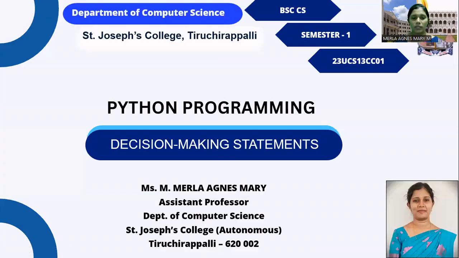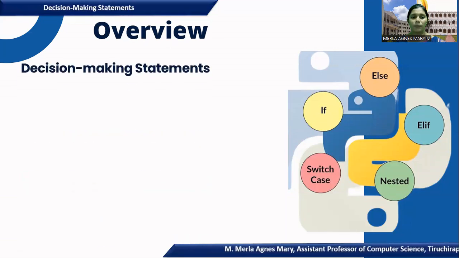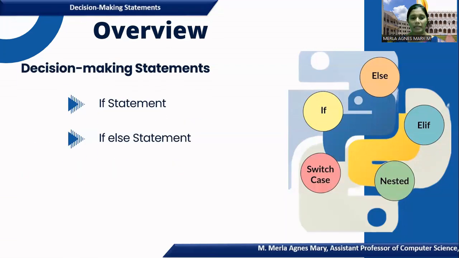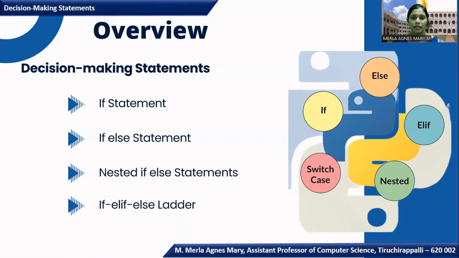So what are decision-making statements? Decision-making statements are based on the condition we give. This set of blocks or the set of statements will work if the condition we give is true. The given condition and the statement inside that condition will work. So this is what we call a decision-making statement. Let's see the overview. The overview we are going to see covers the if statement, if else statement, nested if else statement, and if elif ladder.